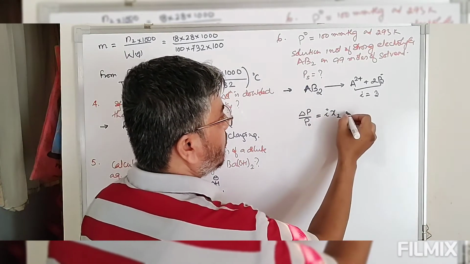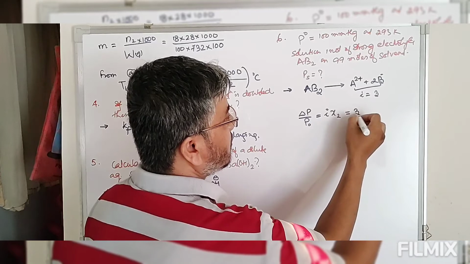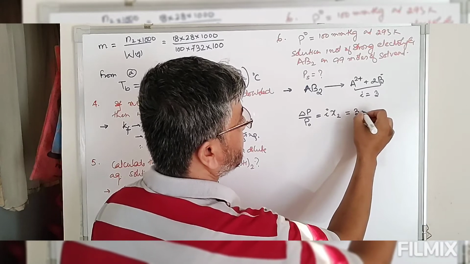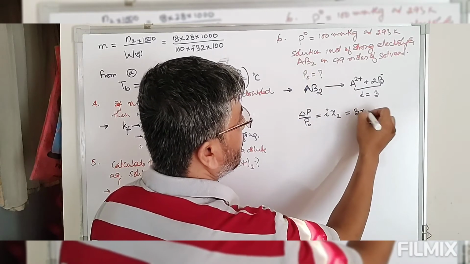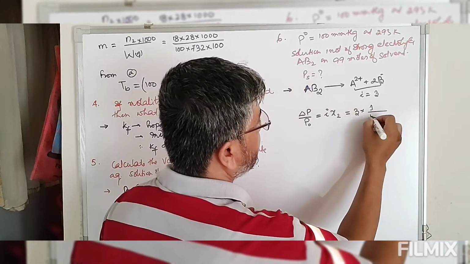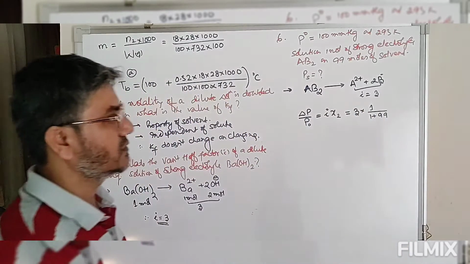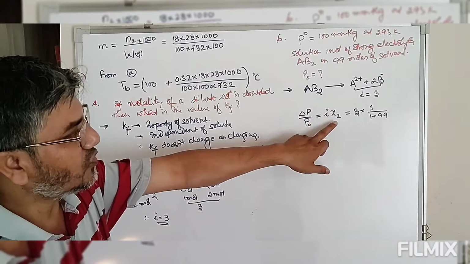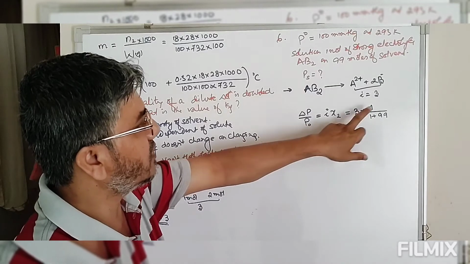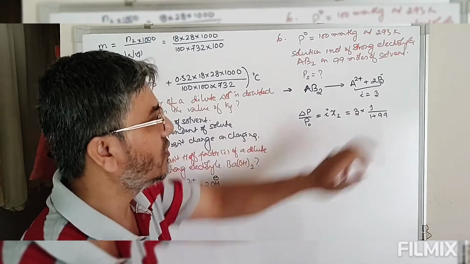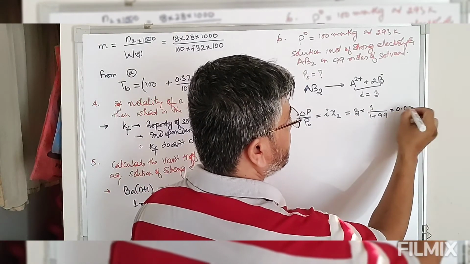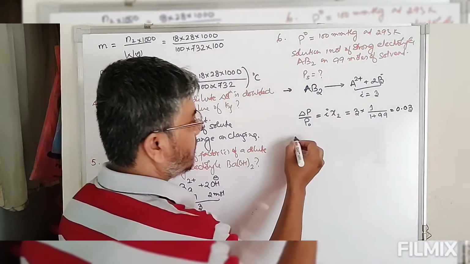Now I is 3. Mole fraction of solute is the number of moles of solute divided by total number of moles. Number of moles of solute is 1, and total number of moles is 1 plus 99. So this comes out to be 1 by 100, which is 0.01. So I times mole fraction of solute is 0.03.